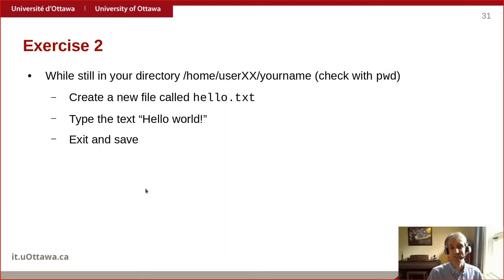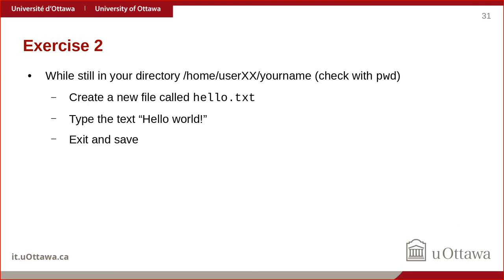So I'd like you to try that. So make sure you're still in the directory with your name. So in my case, it would be /home/user50/Yarno. In your case, it's /home/user, some number, and then your name. So make sure with pwd that you're in the right directory. And I want you to create a new file called hello.txt using the Nano editor. Type in the text hello world and then exit and save. And then you can check with ls if your file is there. And I'll give you a minute for that as well.